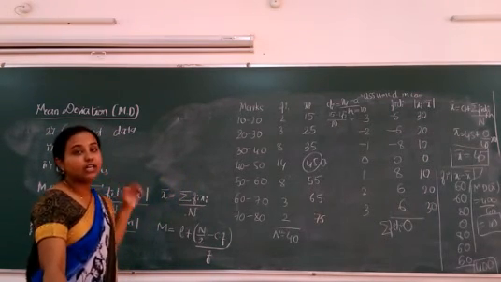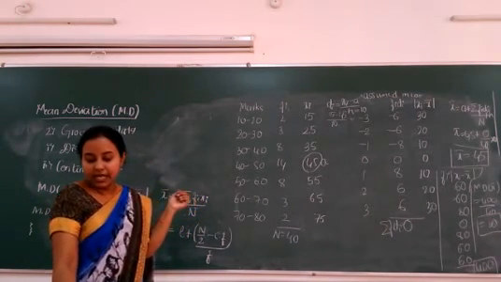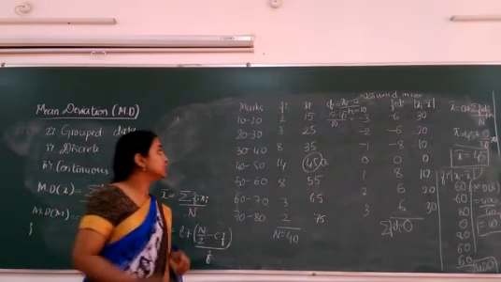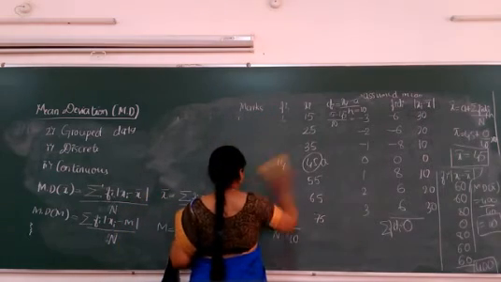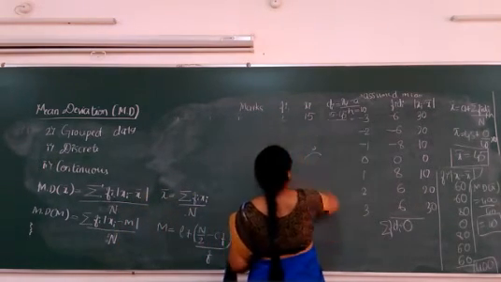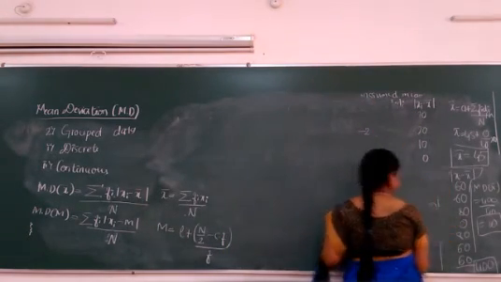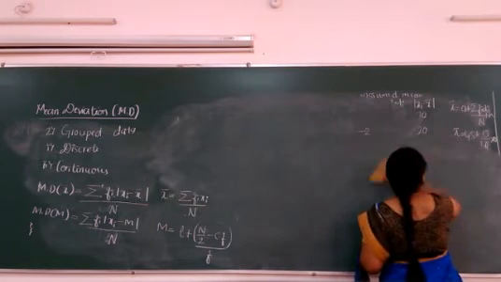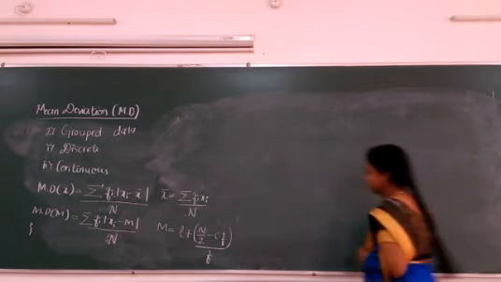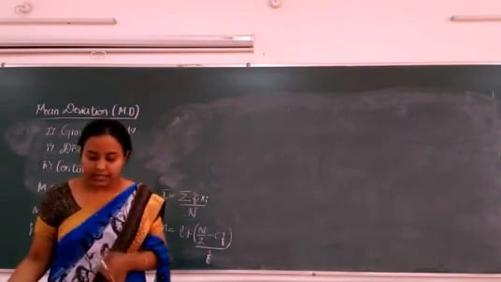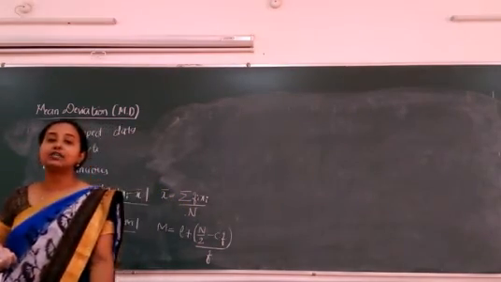Now next, what will we do? We will find the mean deviation about median for again continuous data. So now let us consider one more problem. Here it is given: calculate the mean deviation about median for the following data. So it is a continuous data.